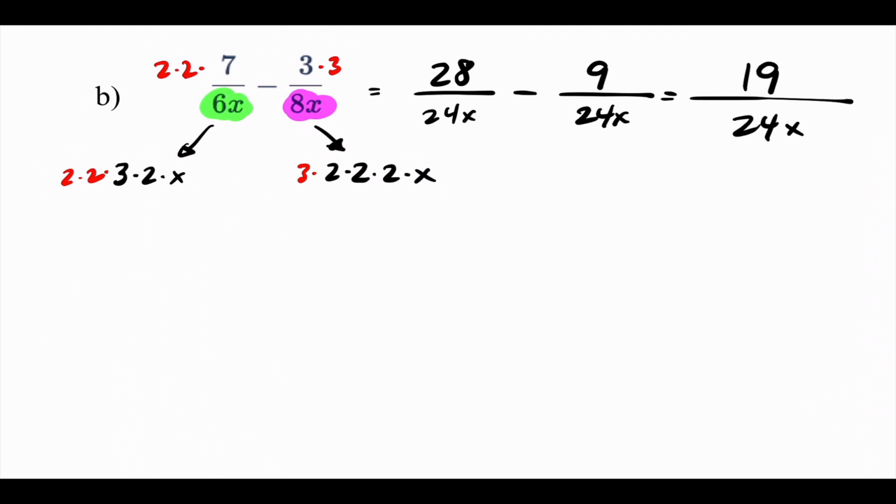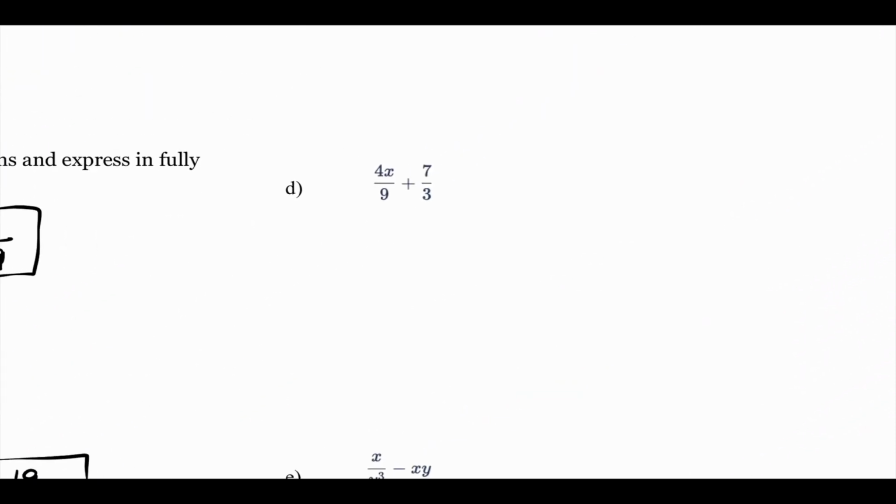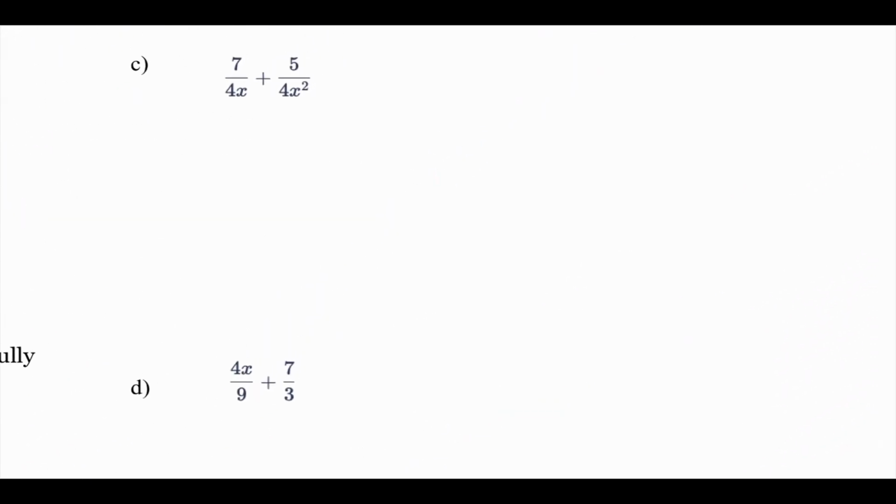Now they're both monomials. 19 and 24x are both monomials. So if I can cancel them out, if it's possible, then do it. But 19 is only 19 times 1. 19 is prime. The only way to make 19 is 19 times 1. So it won't. So you're done. Okay. All right. So I want you to do C and D now. C and D on the other side. Do C and D. I want you to try those. Give those a shot.